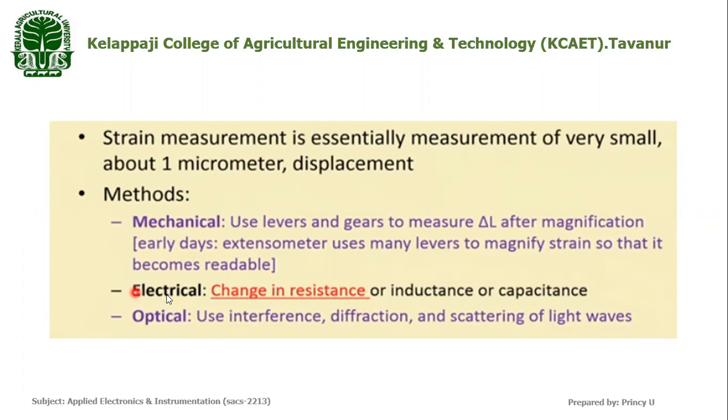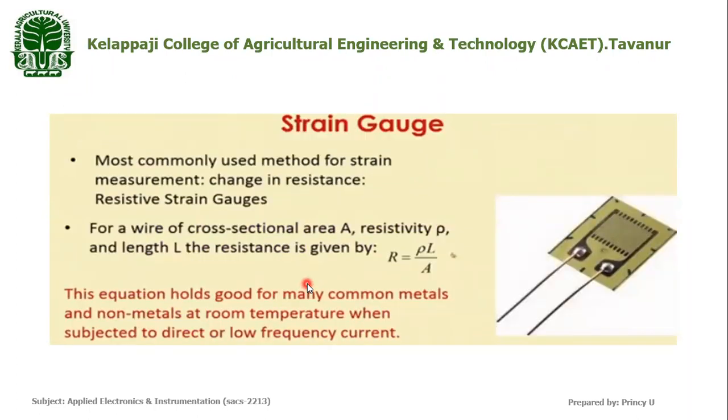So now we have to study only electrical transducers, where the commonly used method is change in resistance. The device used to measure strain is known as a strain gauge. The most commonly used method for strain measurement is change in resistance, or resistive strain gauges.